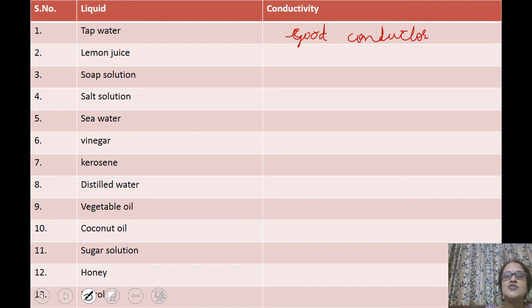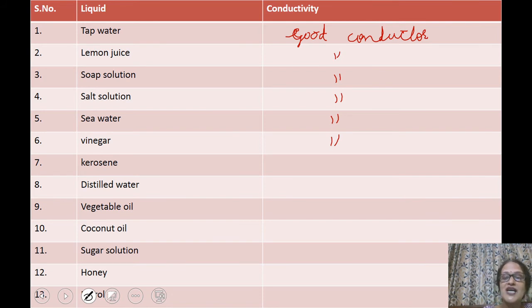Now lemon juice is also a good conductor. Soap solution is also a good conductor. Salt solution is also a good conductor. Seawater is also a good conductor. Vinegar is also a good conductor. So all these liquids which we have discussed just now are good conductors of electricity.